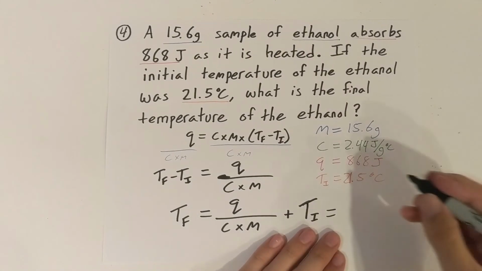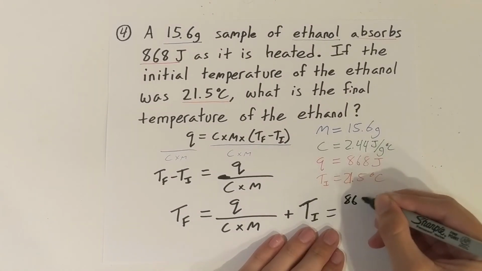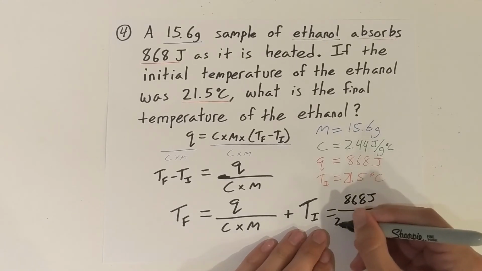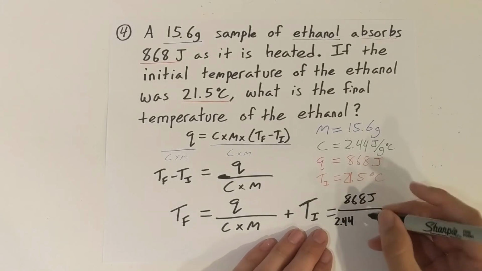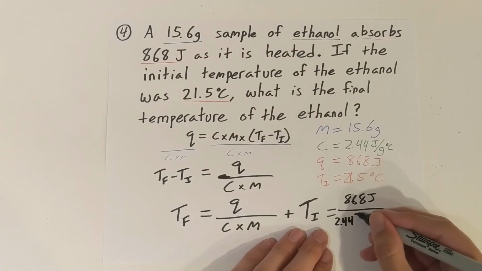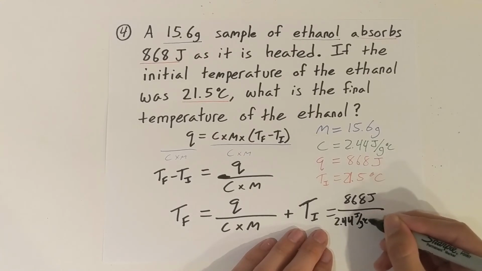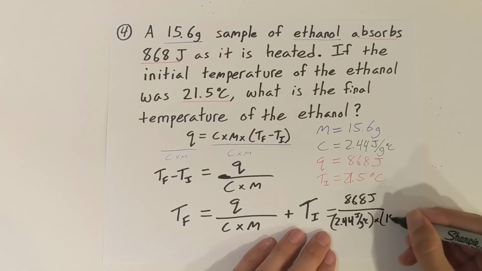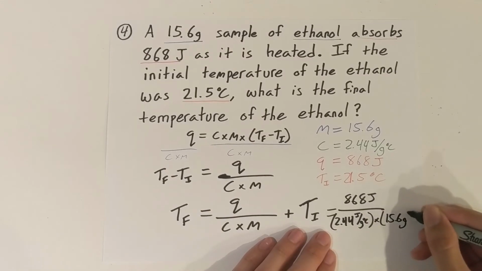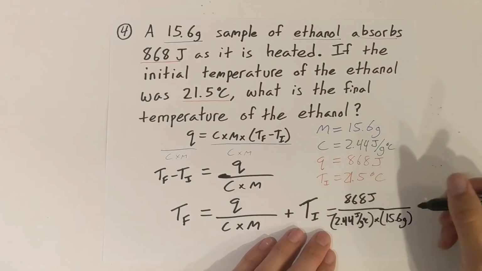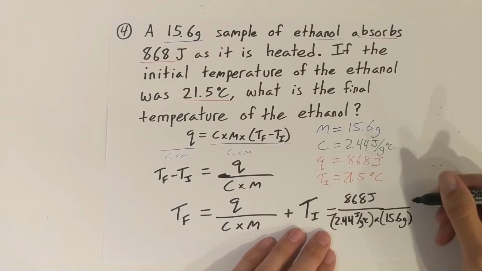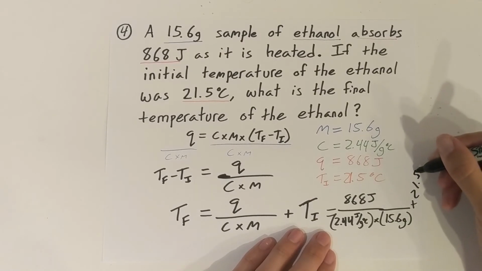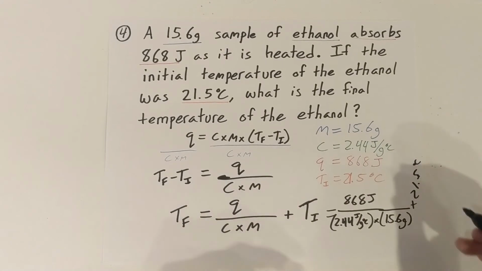So this would equal 868 joules divided by 2.44 joules per gram Celsius, and the mass of 15.6 grams. Well, I'm running out of room here. After you do all that math, we have to add 21.5 degrees Celsius to it.